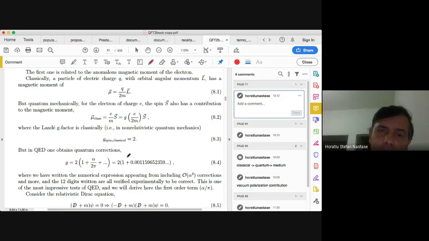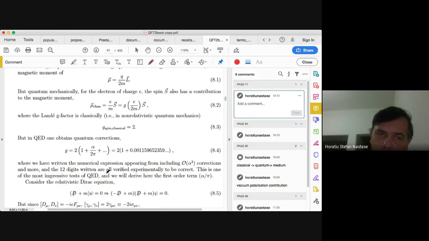Now, that matching includes corrections up to order alpha cubed, alpha being e squared over 4 pi. But in here, we're going to talk about only the one loop effect, the one loop effect being alpha over 2 pi. All right.